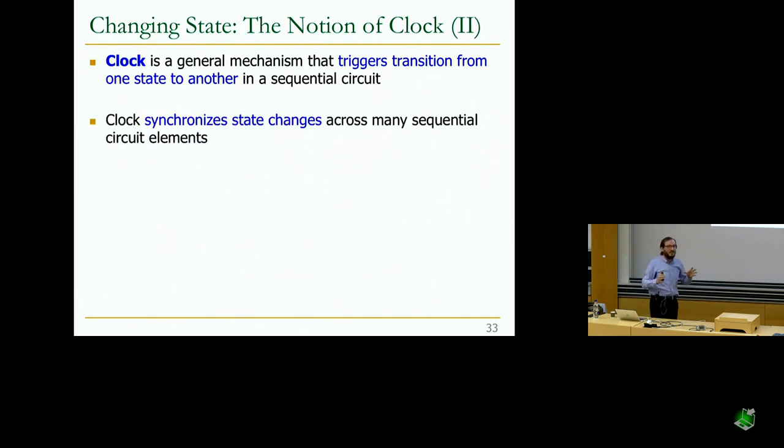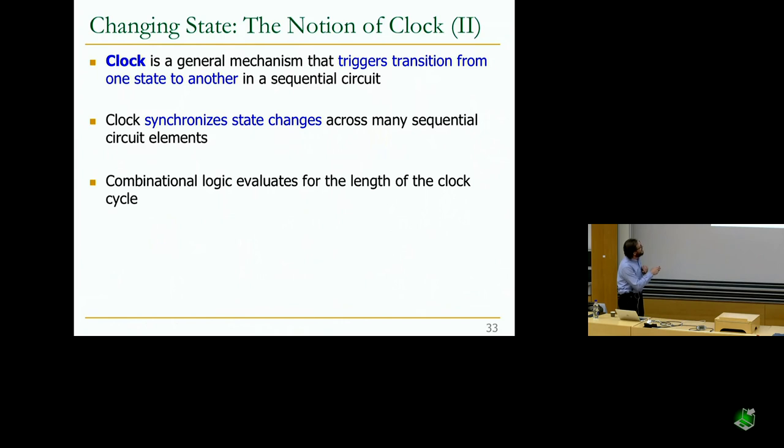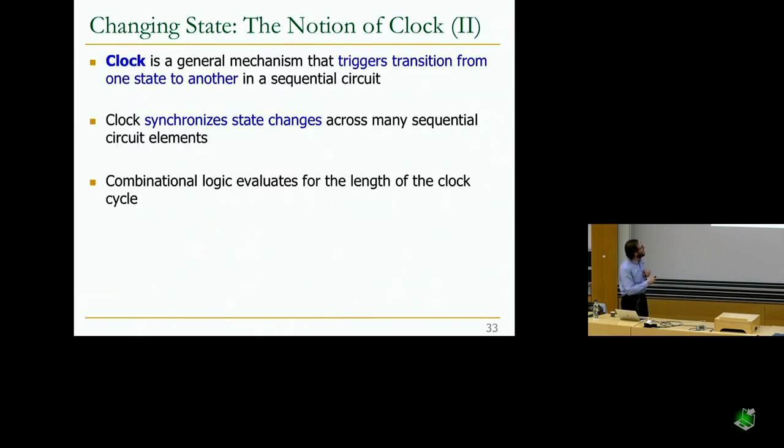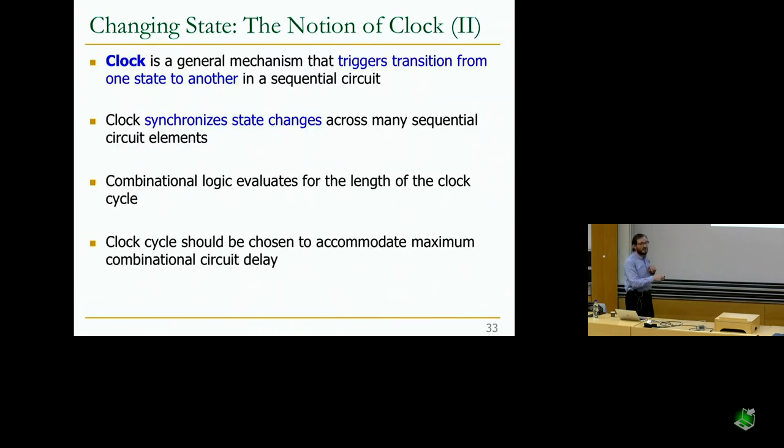The biggest benefit of it is it synchronizes state changes across many sequential elements. So if you actually think about many of these sequential elements, you need something that synchronizes things. And this will become more powerful in the future. So combinational logic evaluates for the length of the clock cycle. Now, it was not very obvious in this thing over here, but we will see more of this later on. And clock cycles should be chosen to accommodate the maximum combinational circuit delay.